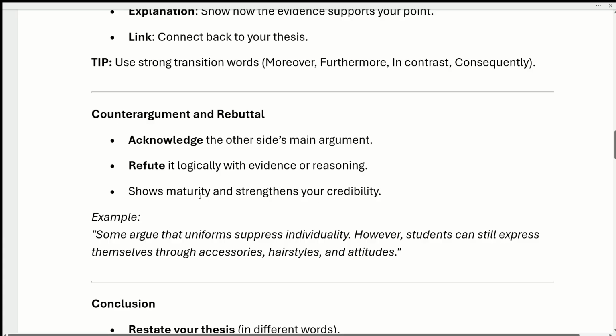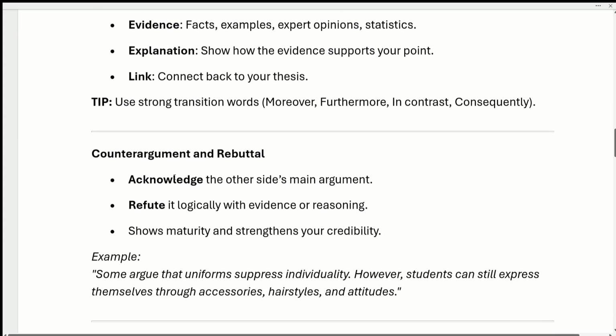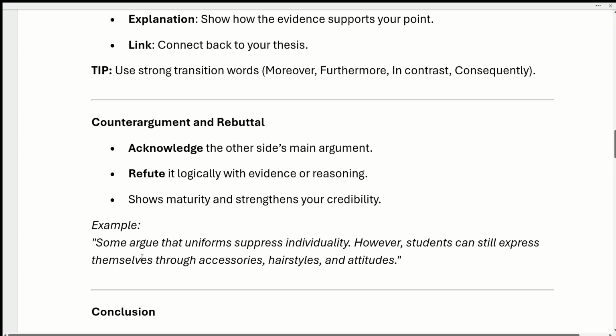In this section, again, the structure is very similar to body paragraphs, but what we're going to be doing is addressing the other side of the main argument. So we have to put it in a logical tone and style with evidence or reasoning. Okay, show maturity and strength. That strengthens your credibility in this section as well. So we can say something like, some argue that uniforms suppress individuality. However, students can still express themselves through accessories, hairstyles, and attitudes.